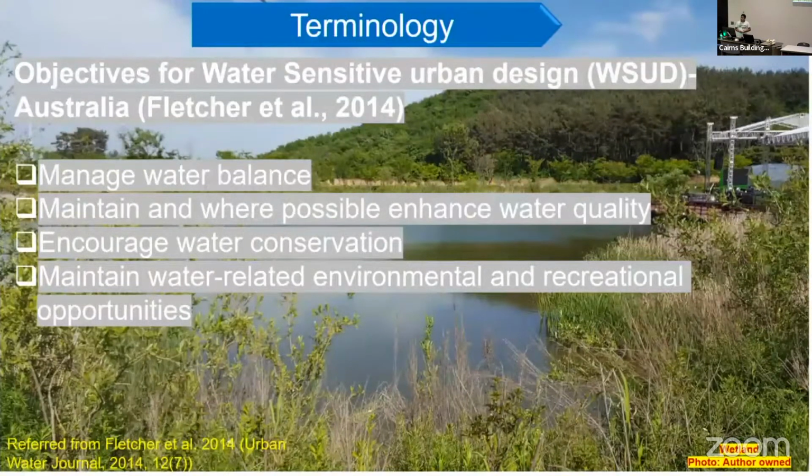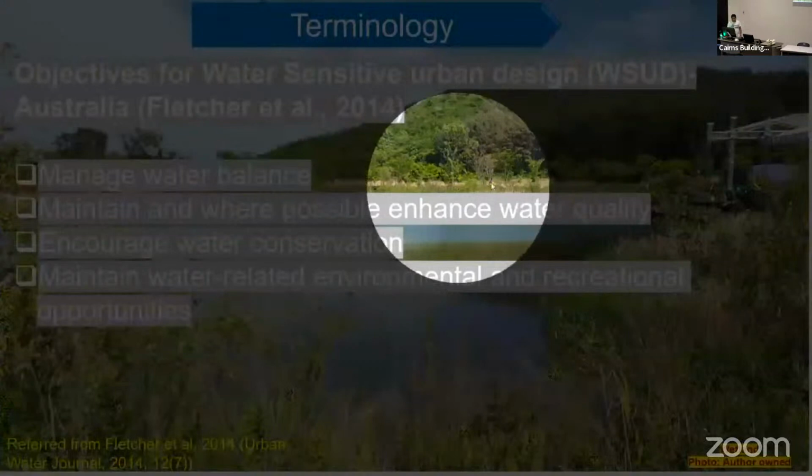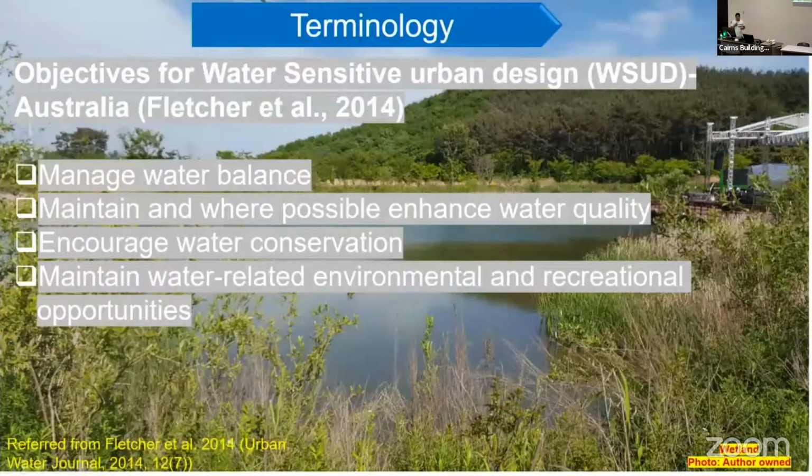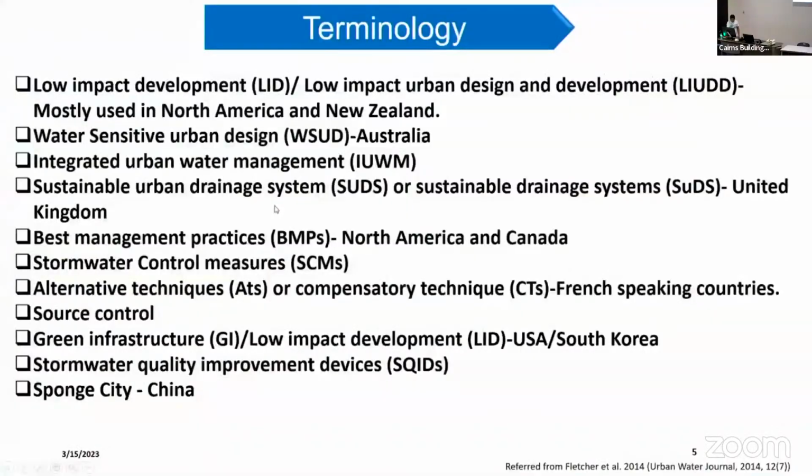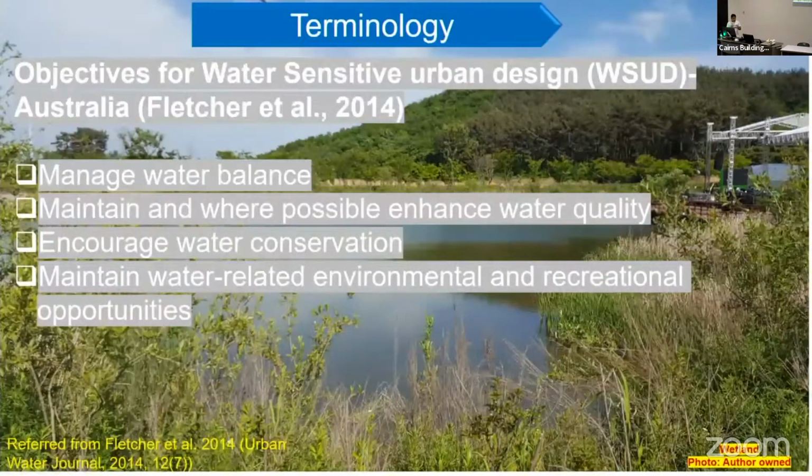When we talk about these water-sensitive urban design techniques, or water suits, we typically hear that terminology here in Australia. And they have different objectives in terms of why water suits are practiced. The first one is to manage water balance, how the hydrological cycle operates, and how we can manage those water balances. The next is much more focused on the quality perspective. And the third one focuses more on water conservation, and then the environmental and recreational opportunities as well. It's a broader perspective of how we can manage water and how we can use these techniques to manage those waters.